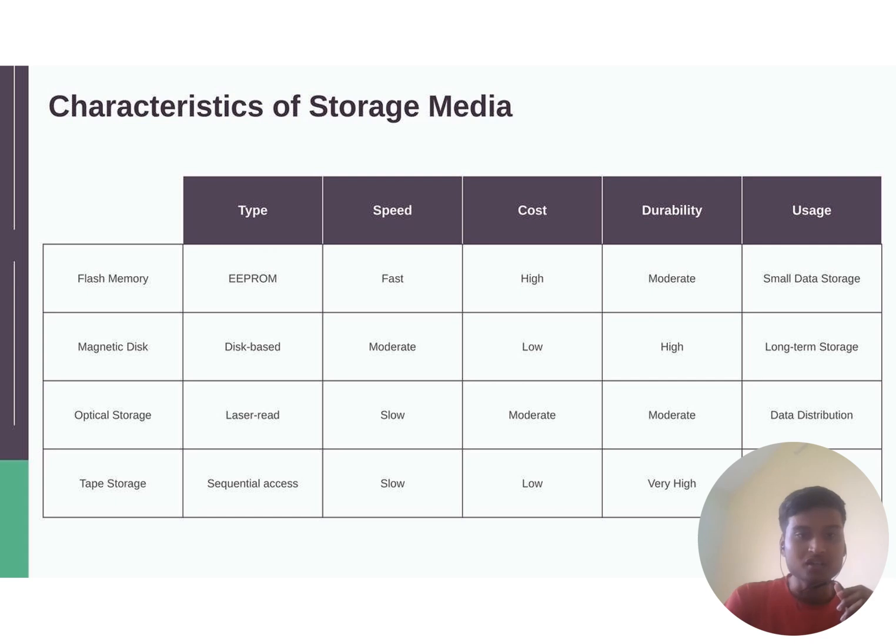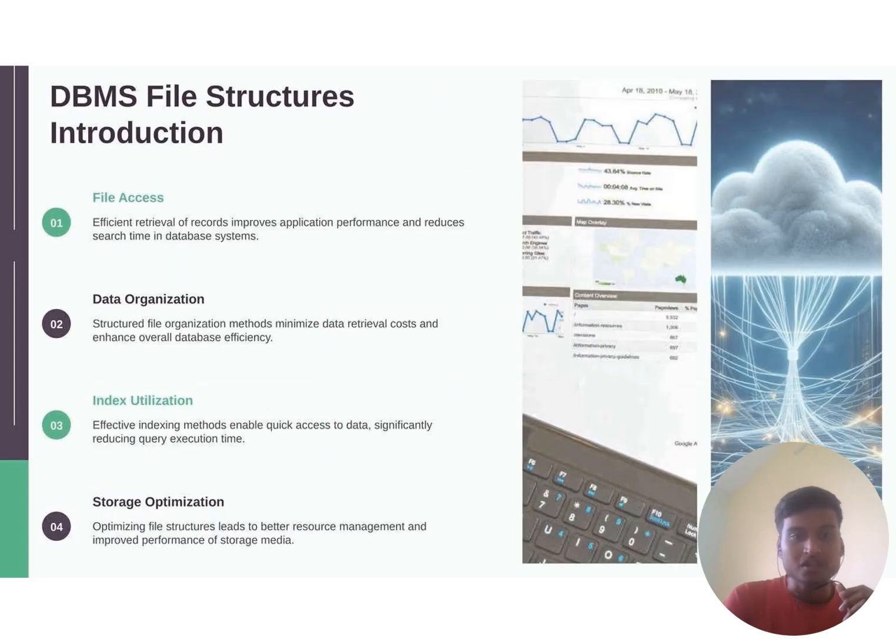Next, for optical storage, the type is laser read, the speed is slow, cost is moderate, durability is moderate, and the usage is data distribution. Next is tape storage: type is sequential access, speed is slow, cost is low, durability is very high, and usage is archival.